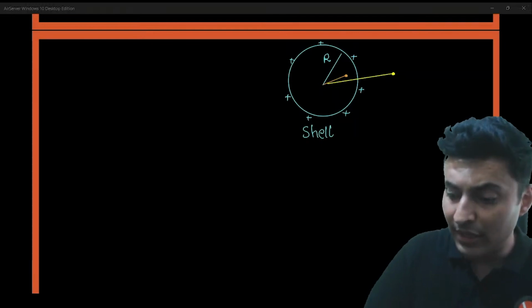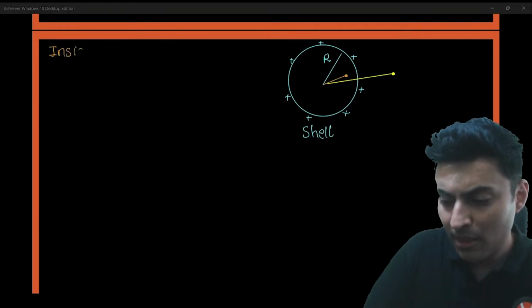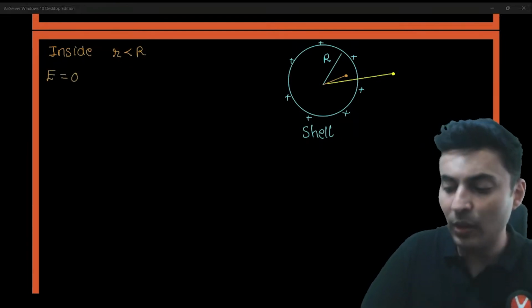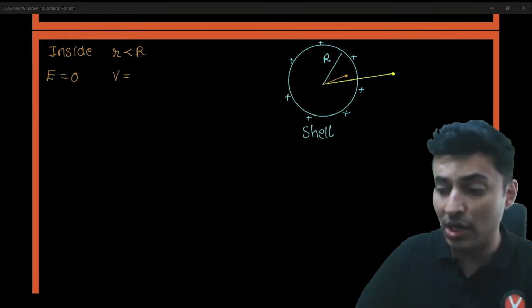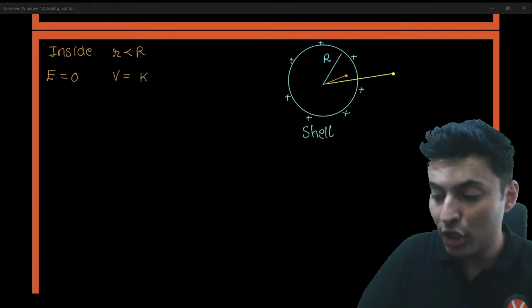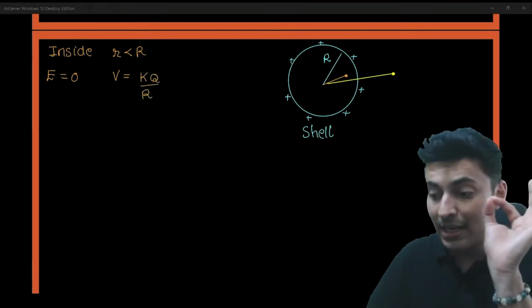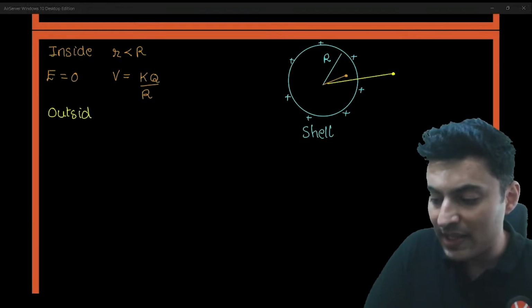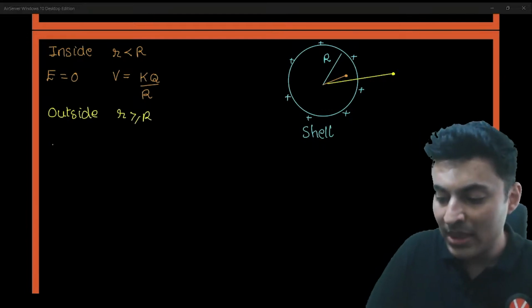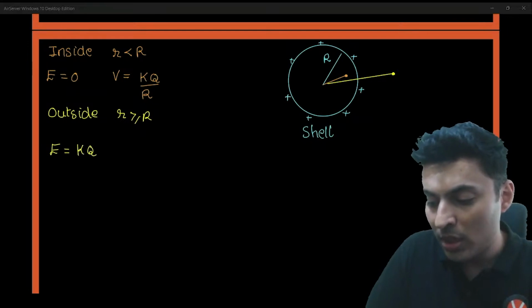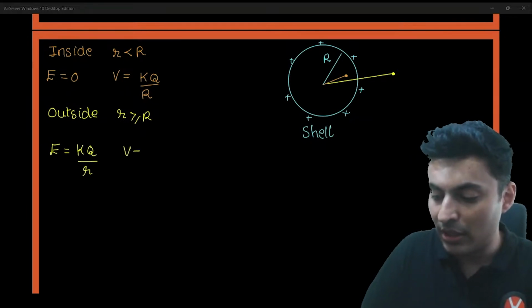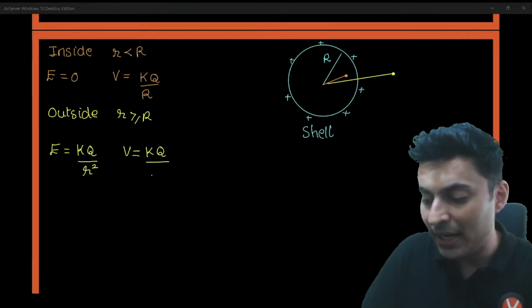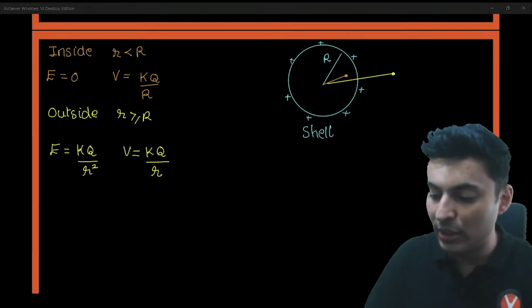Now, observe this carefully, my dear warriors. When you are inside, that is, small r is less than capital R, then the field formula is 0 and the potential formula is nothing but KQ by capital R. Similarly, when you are outside, that is, r is more than or equal to R, then the field formula becomes KQ divided by small r square, and the potential formula becomes KQ divided by small r.